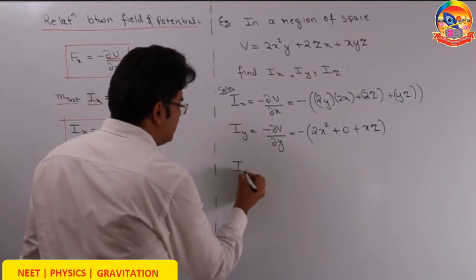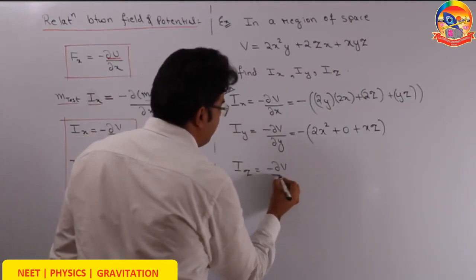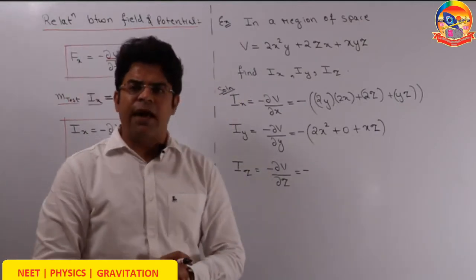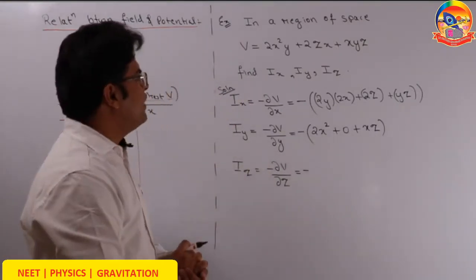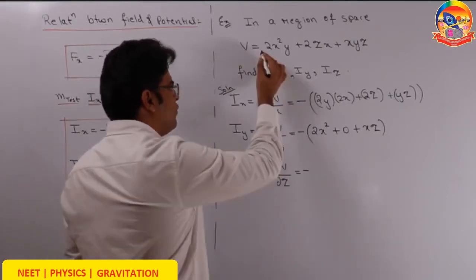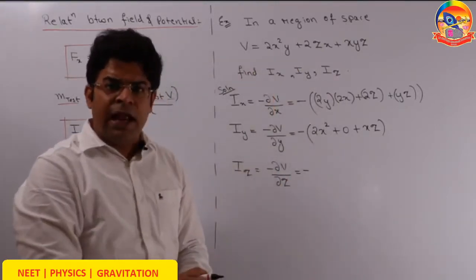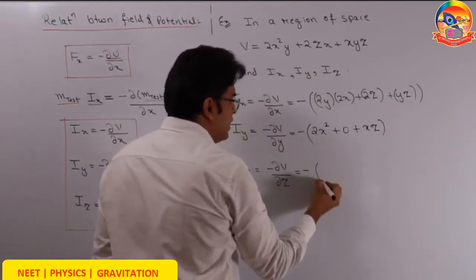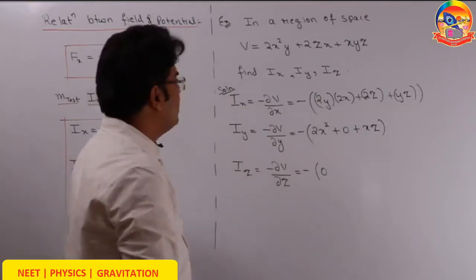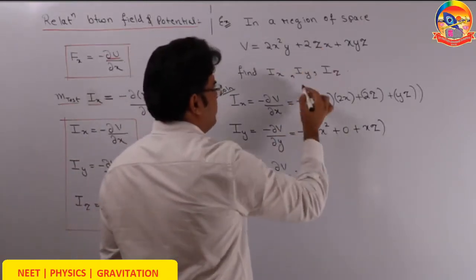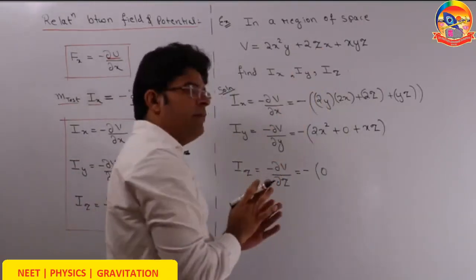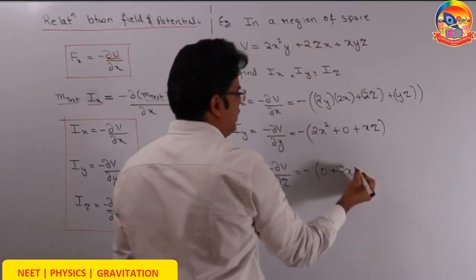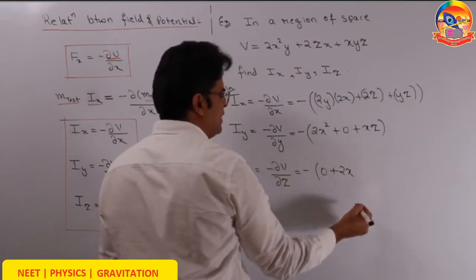Similarly, the field in z direction equals minus del V by del z. So minus times. This time you have to differentiate everything with respect to z. When you differentiate everything with respect to z, in the first term, you don't find z. And apart from z, everything else is constant. So the whole term acts like a constant and its differentiation is 0. In the second term, you get 2zx. Apart from z, 2 and x both will be treated as constant. Take them outside. And the differentiation of z is 1, so no need to write it. 2x into 1 is as good as 2x.